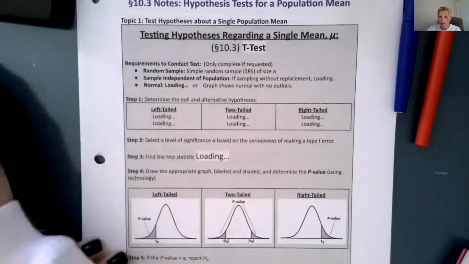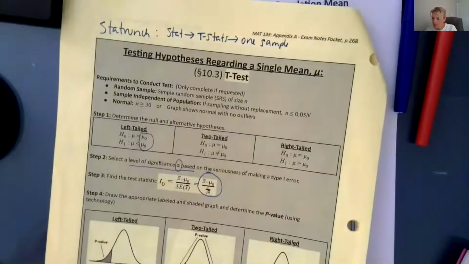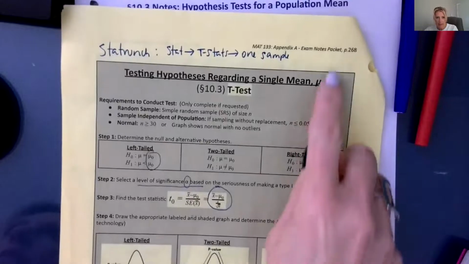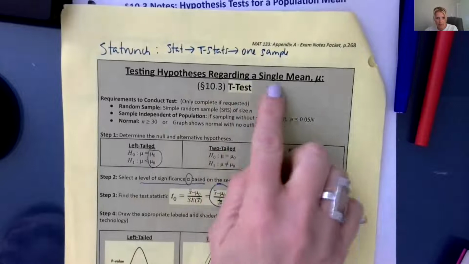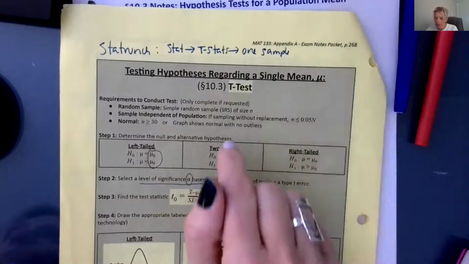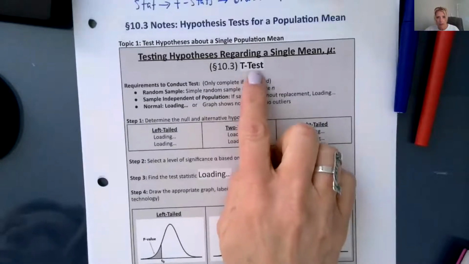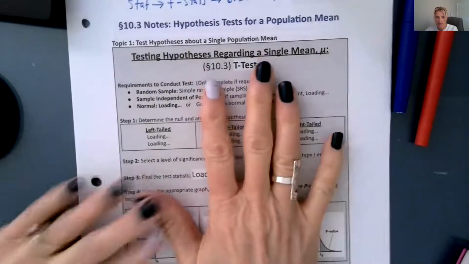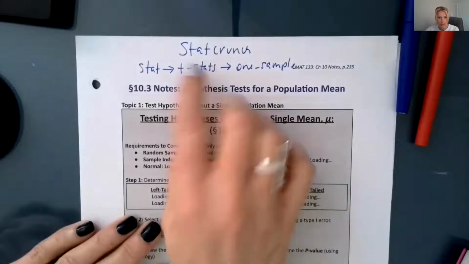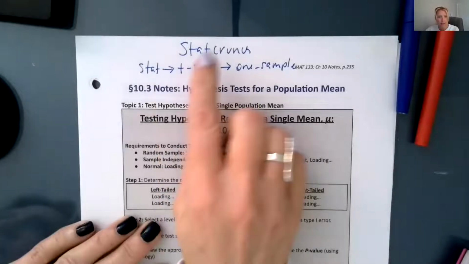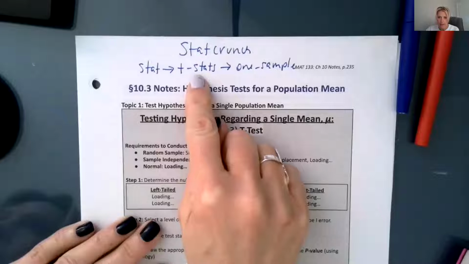So here we are. This page is what should be printed from page 268 in your yellow sheets, testing hypotheses regarding a single mean mu. This is for using a t-test in your calculator, but we are actually going to be doing this lesson with StatCrunch. So the StatCrunch instructions are going to be Stat, T Stats, and then One Sample. And that's because t-stats is being used.